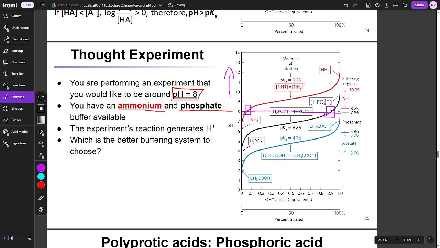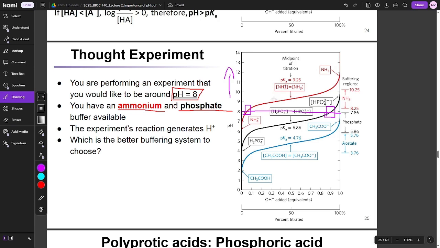If we add OH minus and increase the pH on this line here, you can see that we go from, I don't know, like pH 8 to like 10. Basically the slope here is really large, right? But if we start from 8 on the ammonium system, we go from like 8 to not even up to 9 when we're adding like 0.1 equivalents. So in that case, you'd use the ammonium buffer, right?